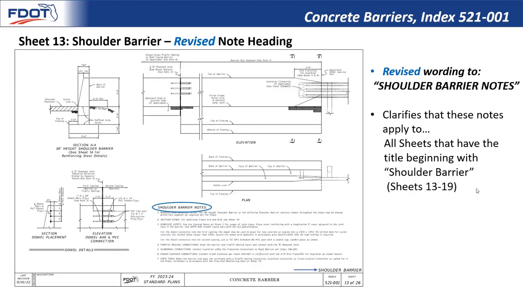Similarly, moving on to sheet 13, this is the lead-off sheet for sheets 13 through 19 for shoulder barrier. We've revised this notes heading from notes to shoulder barrier notes to clarify that these notes apply to all sheets that have the title beginning shoulder barrier. So these notes apply to sheets 13 through 19. For example, the sheet entitled shoulder barrier section options would also follow the requirements of these notes.